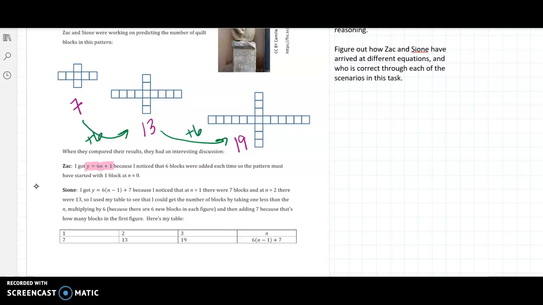Sion says, I got y equals 6 times n minus 1 plus 7, because I noticed that at n equals 1, there were 7 blocks, and at n equals 2, there were 13. So I used my table to see that I could get the number of blocks by taking 1 less than the n, multiplying by 6, and then adding 7. Here's my table.